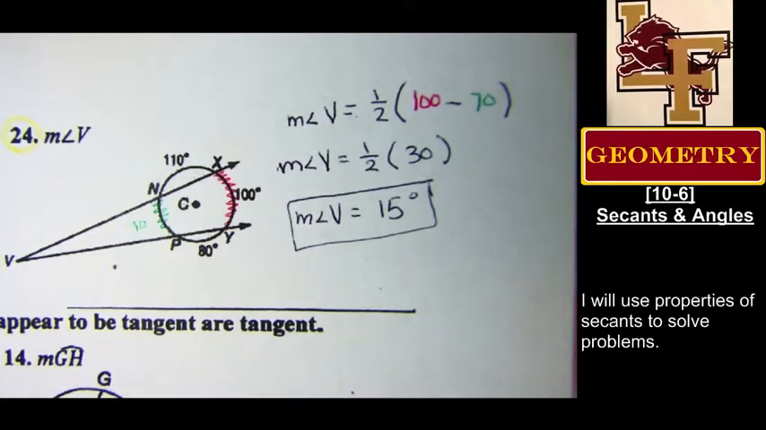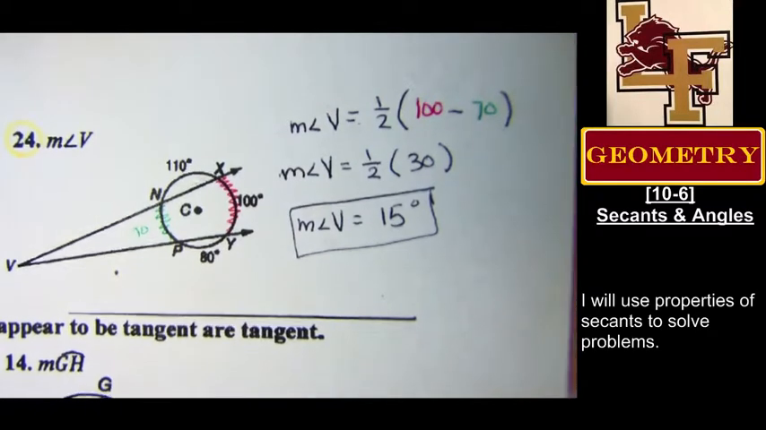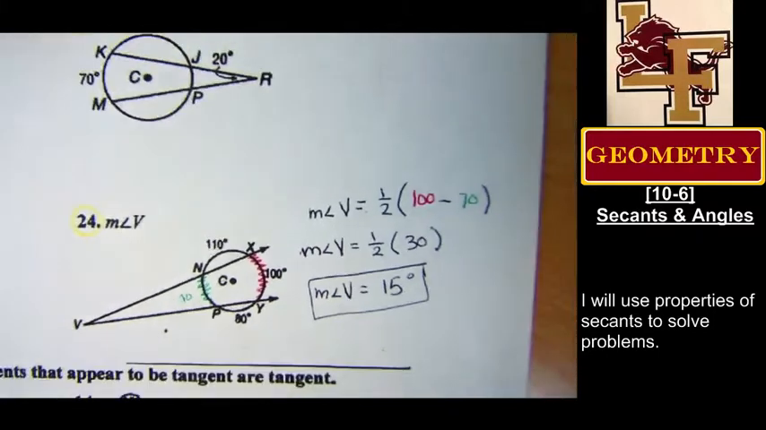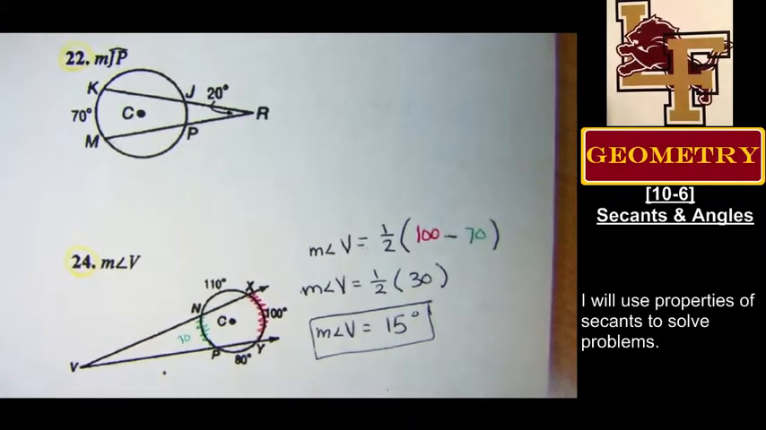Oh, I thought you were going to say all you got to do is algebra. The algebra's on the next one. That's why I wanted to do 22. So let's scoot up and let's do 22 because I don't want you to feel left out with the algebra. We're going to find the measure of arc JP.